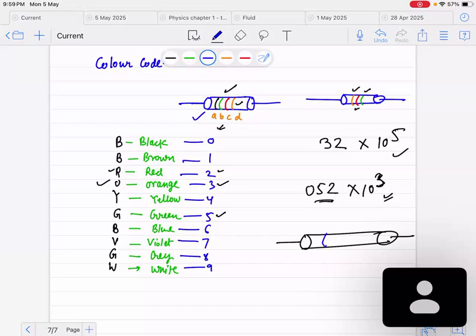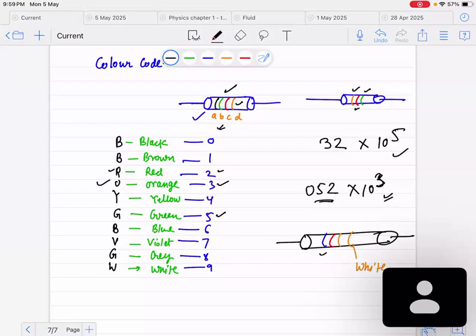Maybe blue, red, orange. Now, orange, maybe some white. I'm writing it's white. Okay. So, what is the value?